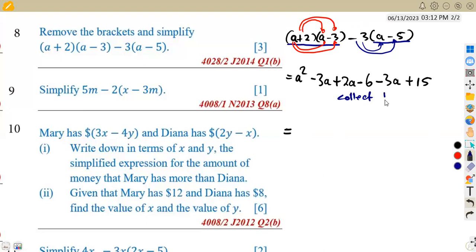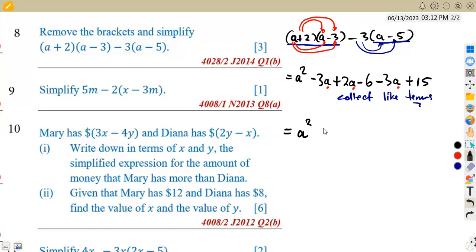We are supposed to collect our like terms, or simplify the part that has like terms. So we're going to have a squared. The like terms here we are referring to are a and a, not with a squared. These are not common with a squared. They must have the same exponent or the same power. If they are not having the same power, then they are not like terms. So that is what you're supposed to consider in your simplification.